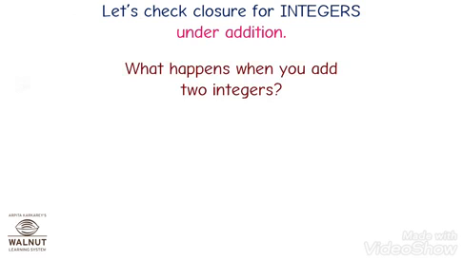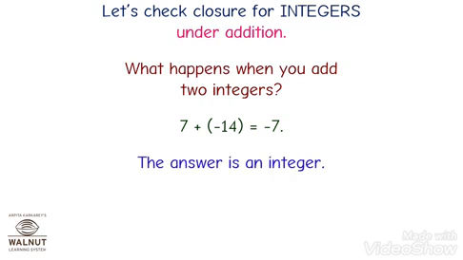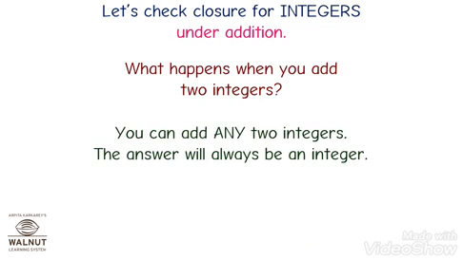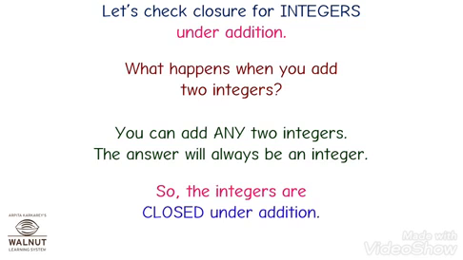What happens when you add two integers? 7 plus minus 14 is equal to minus 7. The answer is an integer. Minus 6 plus 0 is equal to minus 6. The answer is an integer. You can add any two integers. The answer will always be an integer. So the integers are closed under addition.